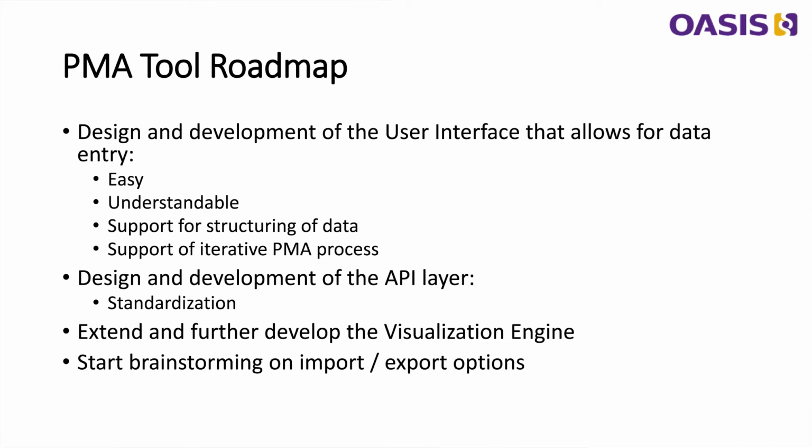We have to think about the API layer, what kind of queries you want to do on it, and what kind of services you want to do on it. And there's a lot of work to be done on the visualization engine, because what you want to do is click through on the nodes, and that it zooms in, zooms out, and you can select what kind of things you want to see at the PA level, detail levels. So that's also a lot of work to do.